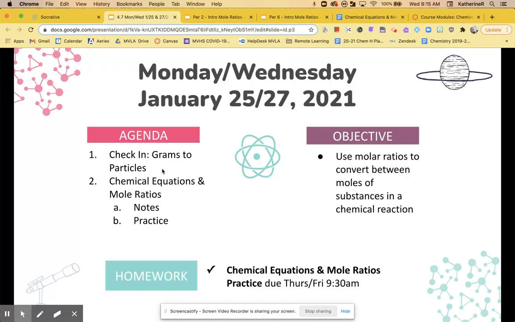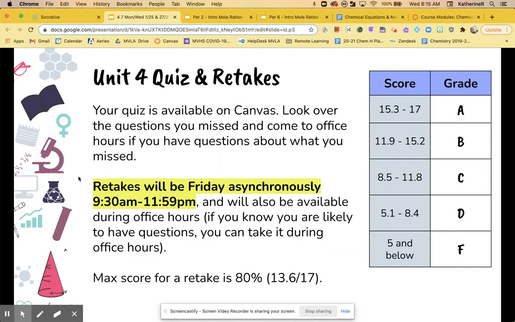Okay. And so first thing we're going to do is just check our homework for grams to particles, but we'll start with one announcement, which is that you are going to have an opportunity for a retake for our Unit 4 quiz, okay? And that is going to be Friday. It's going to be asynchronous, anytime between 9:30 in the morning and 11:59 p.m., okay?